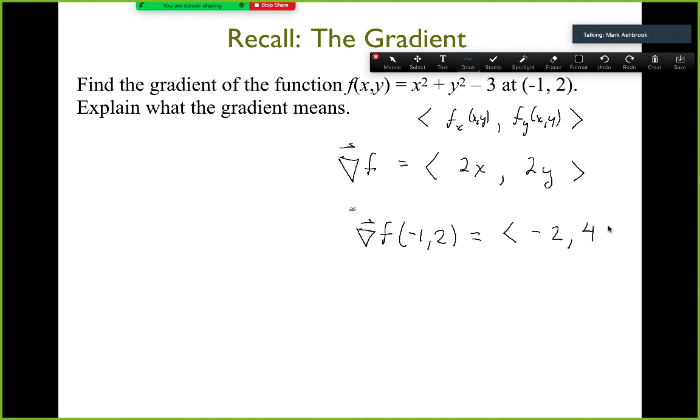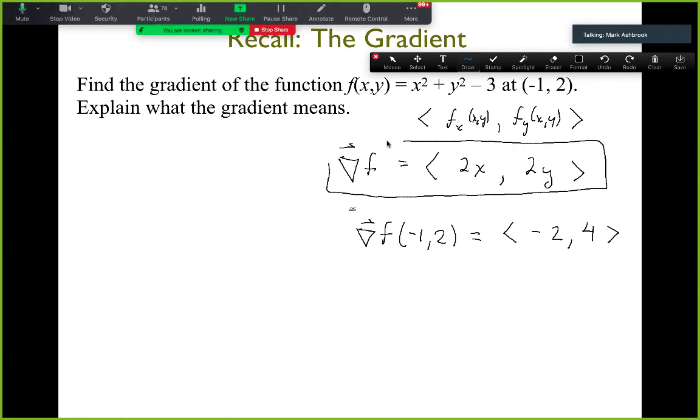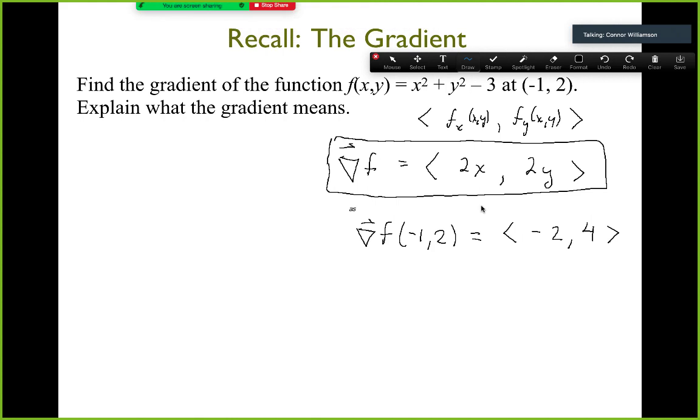-2, 4, right? Okay, what do you notice about this right here? What do you notice about this gradient? It's a vector. It also corresponds to a point. What's this? That's a vector field because you can plug in any point. Right, so this is a vector field.